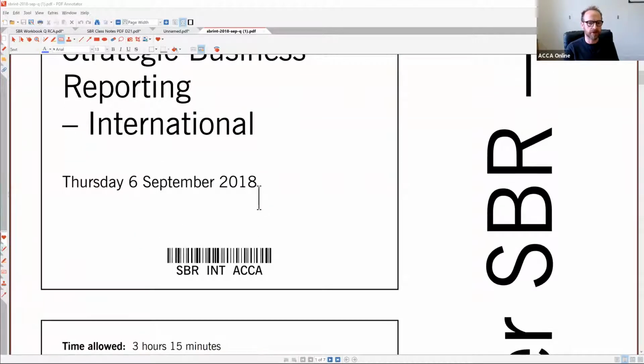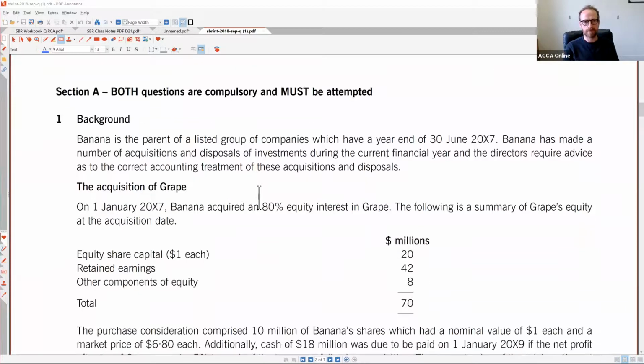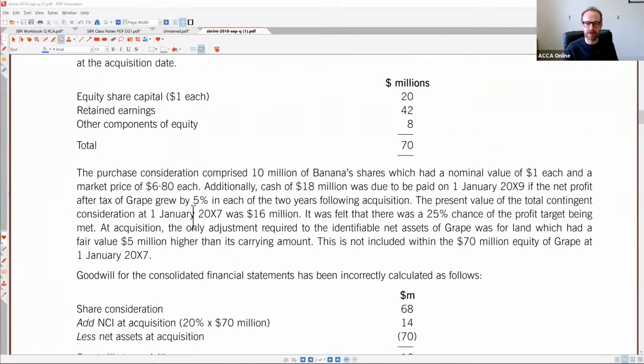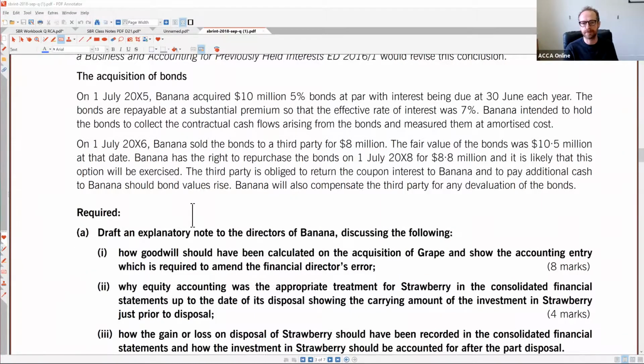And it looks like this. Okay, and this one is Banana and Grape. First thing you always want to do in these papers is, and I know you'll be in the computer system, but it's going to be similar, except there'll be exhibits, look at the requirement.